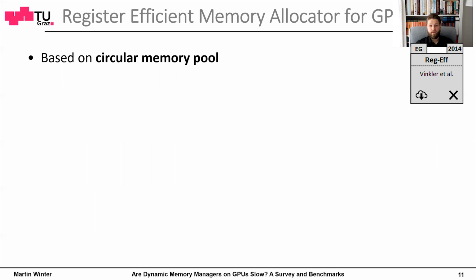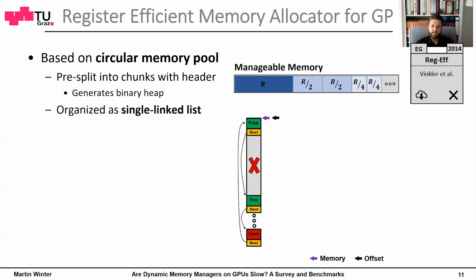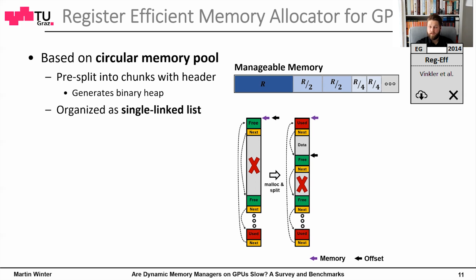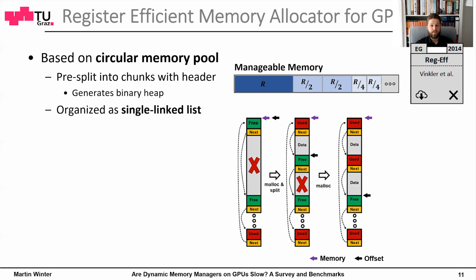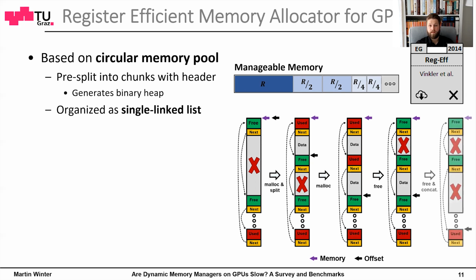Winkler and colleagues introduced a paper titled Register Efficient Memory Allocator for GPUs in 2014, which is based on a circular memory pool and will henceforth be referred to as RegEff. The pool is pre-split into chunks with header information, forming a structure similar to a binary heap. Chunks are linked as a single linked list. There exists one global offset, which is altered using atomics. An allocation might split a chunk if it is large enough, or simply take the next chunk in line. Deallocation only sets the corresponding header information per chunk, but neighboring free chunks can be merged again.